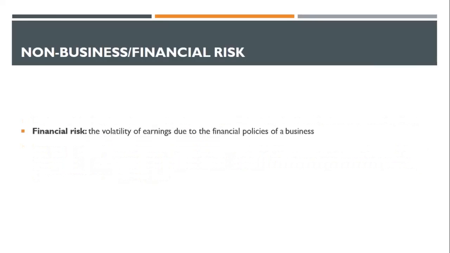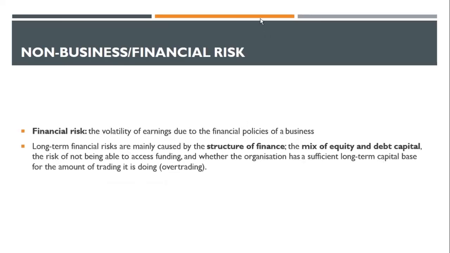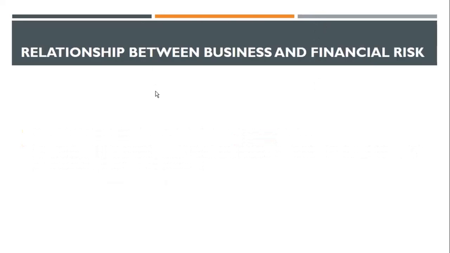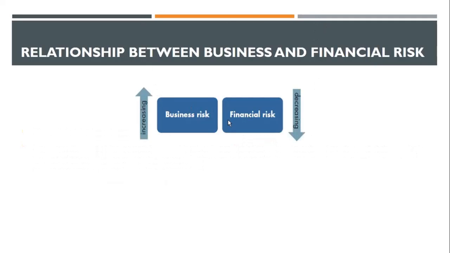Non-business or financial risk. Financial risk is the volatility of earnings due to the financial policies of a business. Financial policies of a business means the structure of finance, how much equity, how much debt. Now that's very interesting, please pay attention. It says that if business risk goes up, financial risk goes down. It is actually not that they depend on each other.